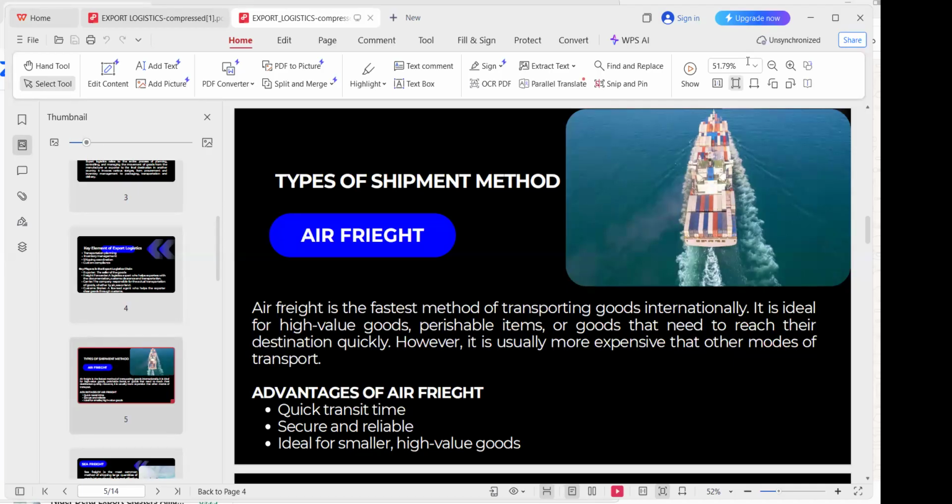If you intend to transport your goods and you are in a hurry, you don't have time for your customer to wait to receive it, I think the best mode of transport is air freight, because it arrives at the destination in no time. It is faster, it is secured, and it is ideal for smaller, high value goods.